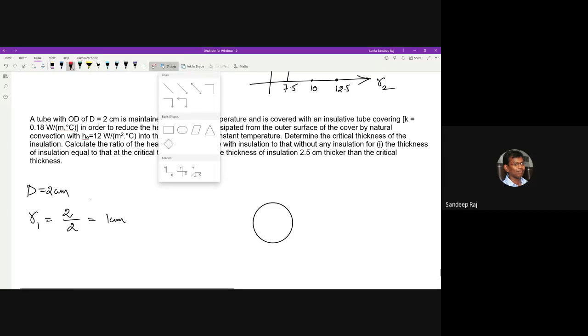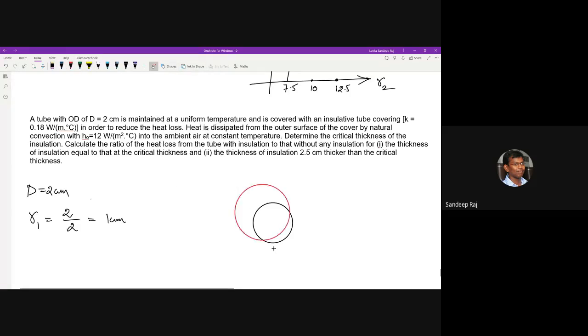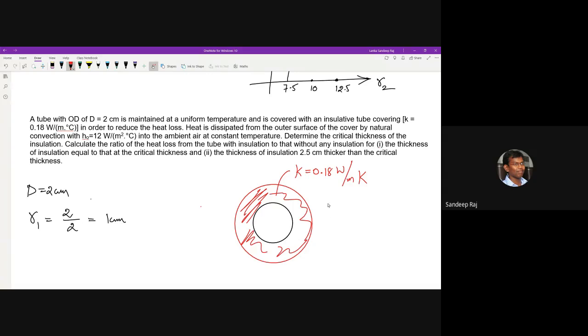Okay, the given thing is having an insulation like this. Okay, this complete thing is your insulation. This is all insulation, and the K value of this one is given as 0.18 watt per meter Kelvin. Watt per meter degree centigrade is also equal to watt per meter Kelvin.